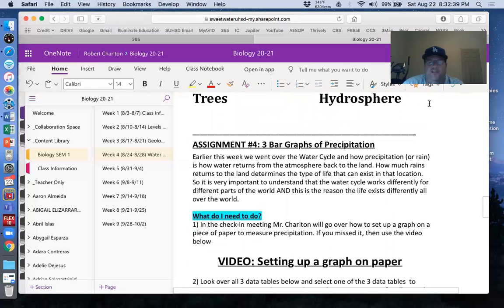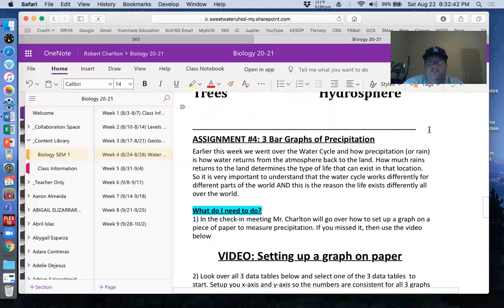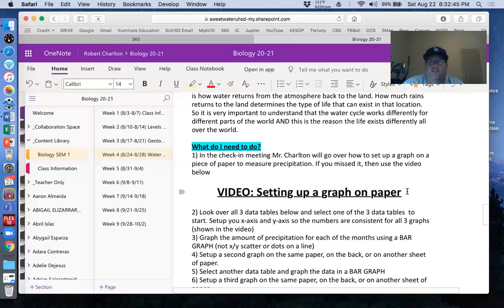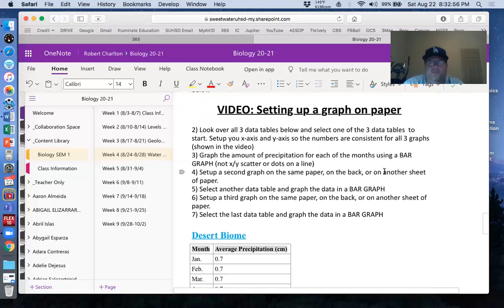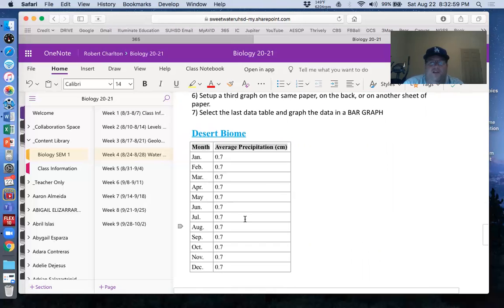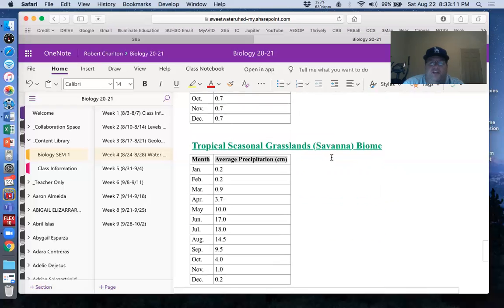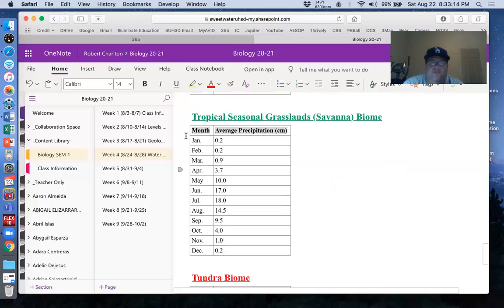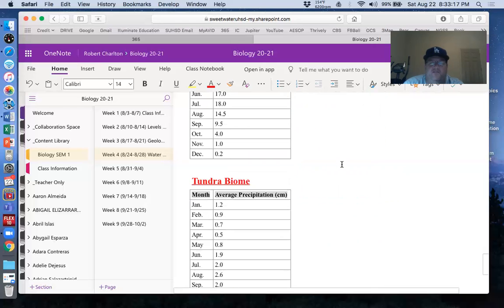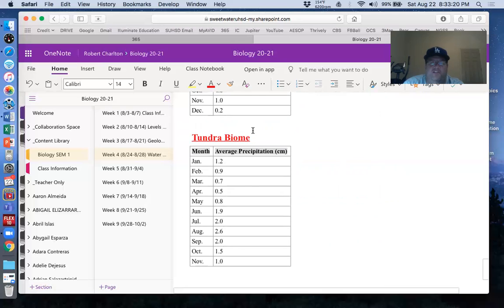And then the fourth thing is creating bar graphs for precipitation. So I have a video here on how to set up your paper for a graph. We'll probably be doing that in the check-in meeting on Wednesday and Thursday as well. I'm going to do one of the graphs with you in the check-in meeting. There are 3 graphs. One is for the desert biome, the months of the year, and the amount of rain that they get. You probably noticed that in the desert, the rain is pretty much the same amount all year round. There's the savanna, or tropical or seasonal grassland, months of the year, the amount of rain or precipitation that they get, and then the tundra, the months of the year and the average precipitation.